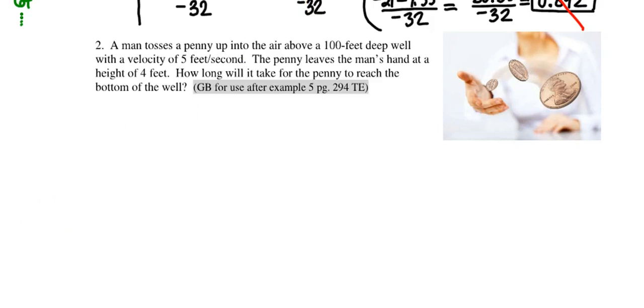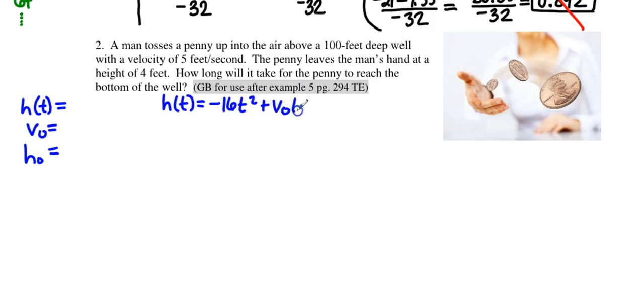As soon as I see the word velocity, I'm going to set up the following list of variables. As soon as I see this word velocity, I'm going to set up this list because I know I'm going to be working on completing this general model. So as I say it, if you didn't write it down yet, please write it. H of t equals negative 16t squared plus v naught t plus h naught.